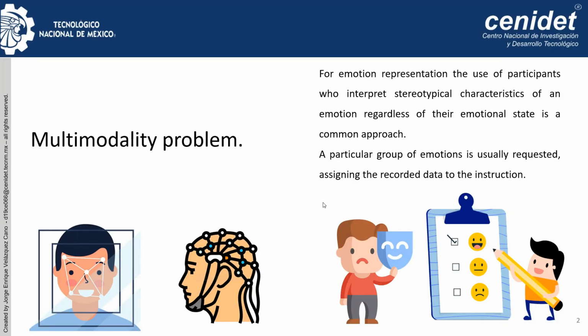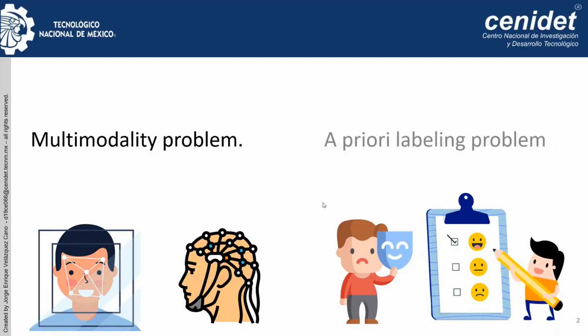For emotion representation, the use of participants who interpret stereotypical characteristics of an emotion, regardless of their emotional state, is a common approach. A particular group of emotions is usually requested, assigning the recorded data to the instruction and not to the genuine emotion. This paper calls these conditions the a priori labeling problem.